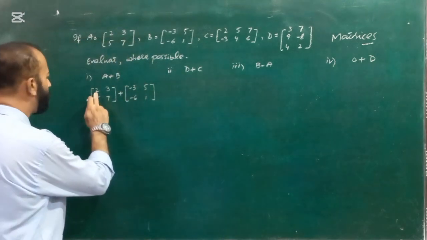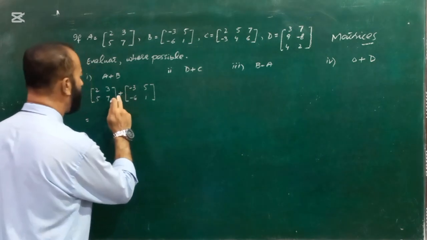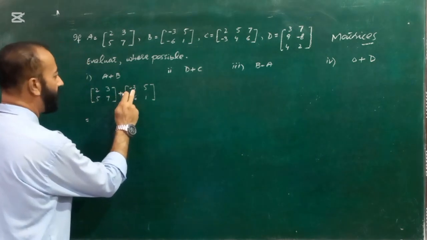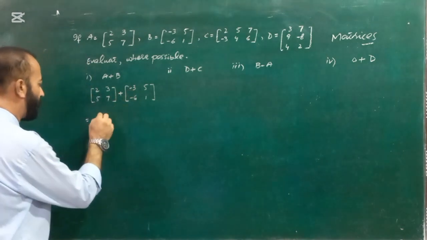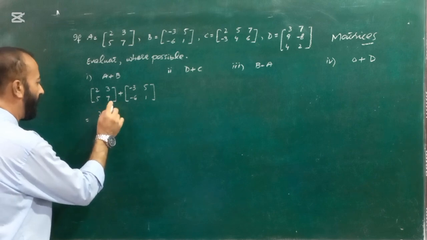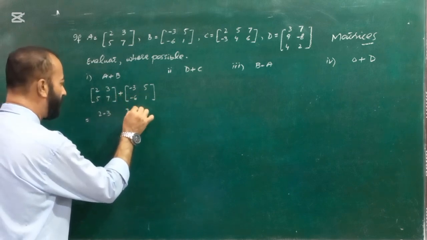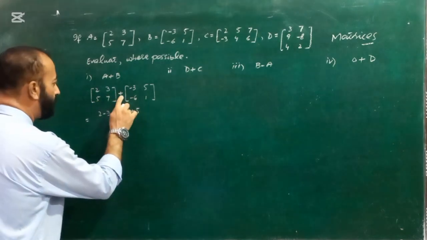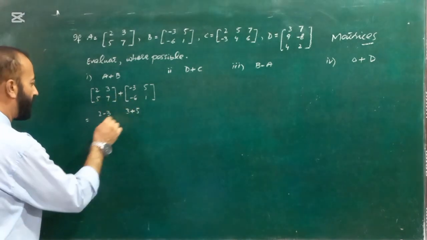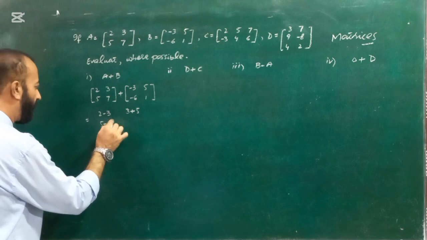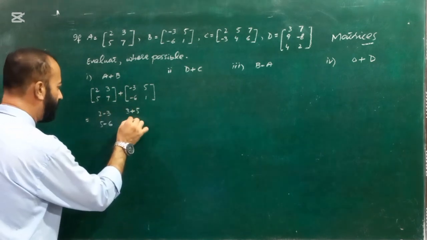So look now, 2 plus minus 3. Plus minus will become minus, so 2 minus 3. Then second element 3 plus 5. Then third element 5 plus minus will become minus, so 5 minus 6. And finally 7 plus 1.